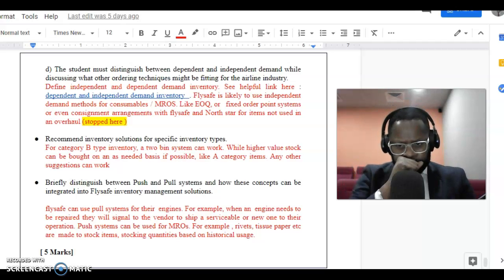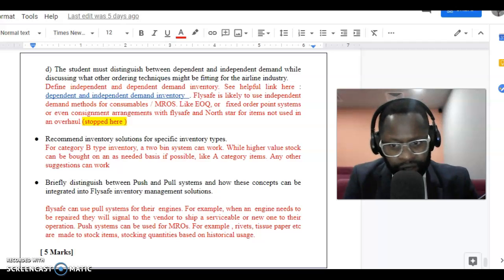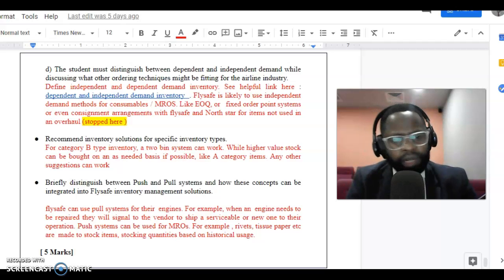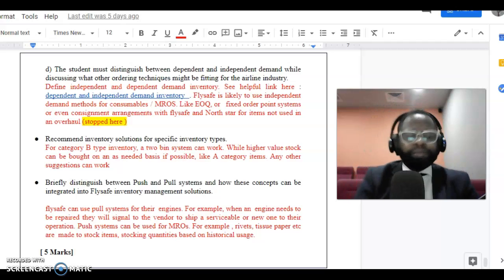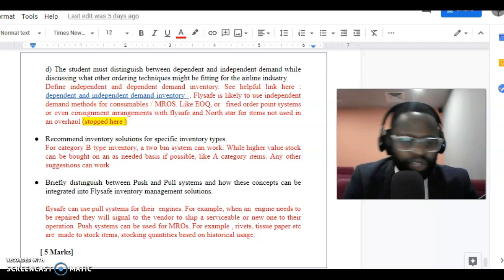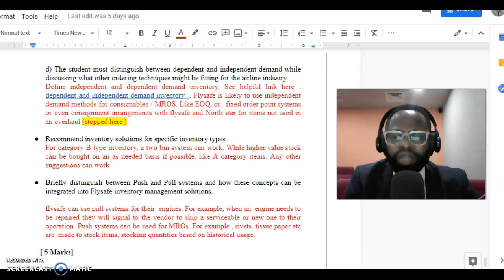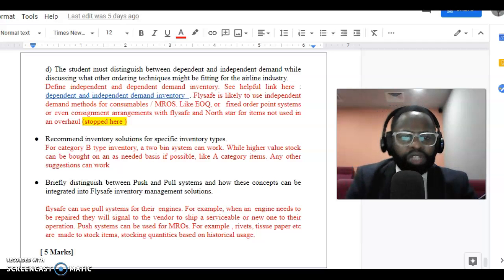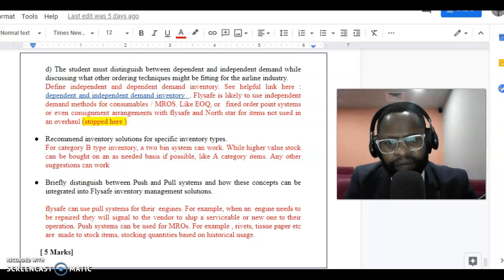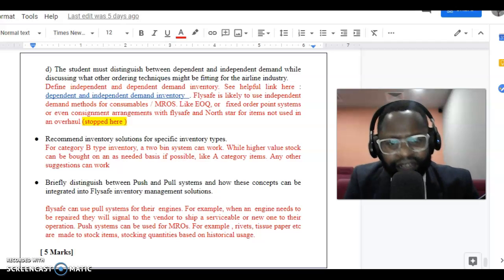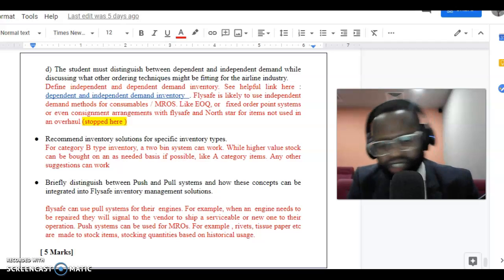I've shared a lot of information on this. I've shared a video, I've shared a quiz. We've spoken about it in class or in our coffee shop last week. We dealt with this, I think, thoroughly. I gave numerous examples. So you have to distinguish between dependent and independent demand while discussing what other ordering techniques might be fitting for the airline industry.